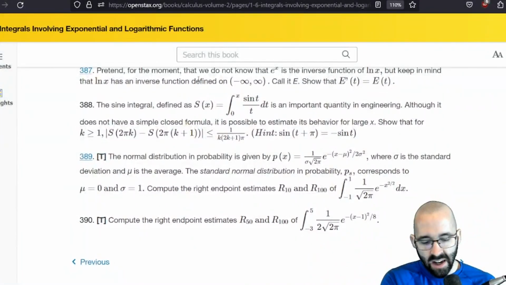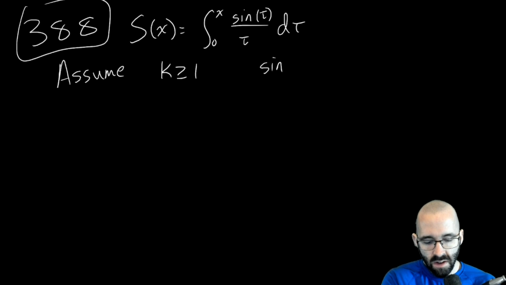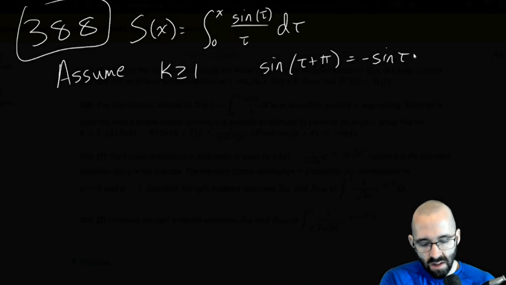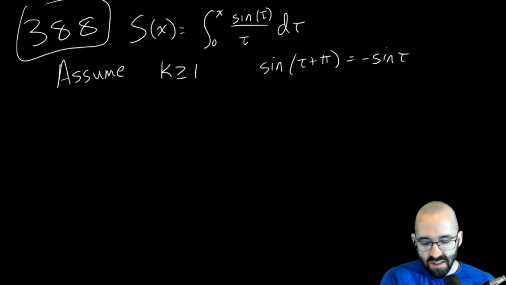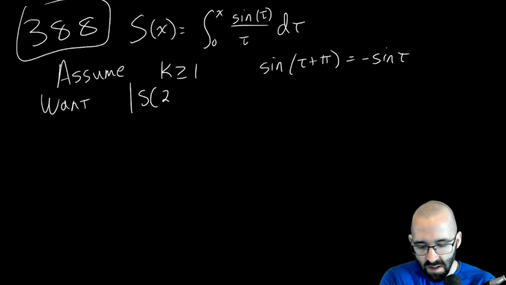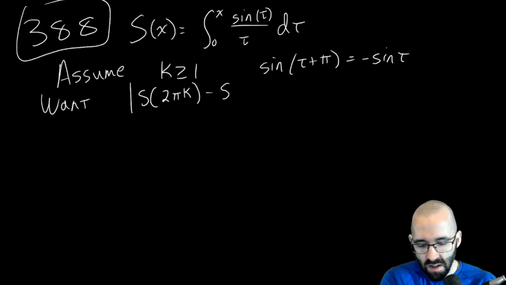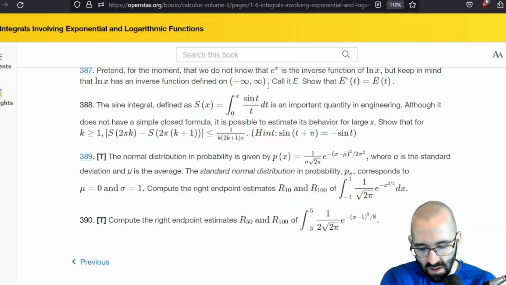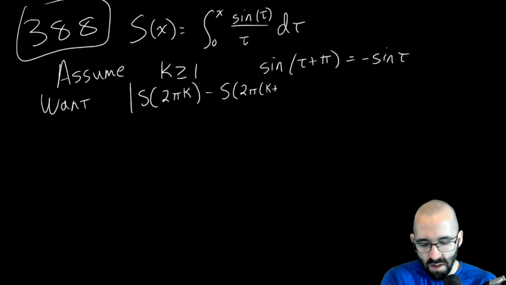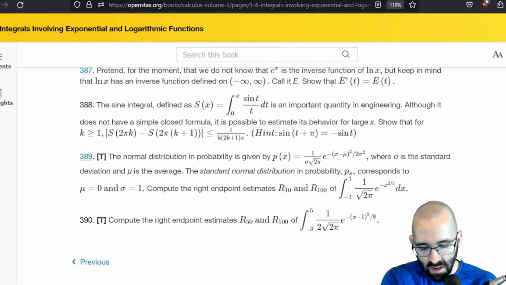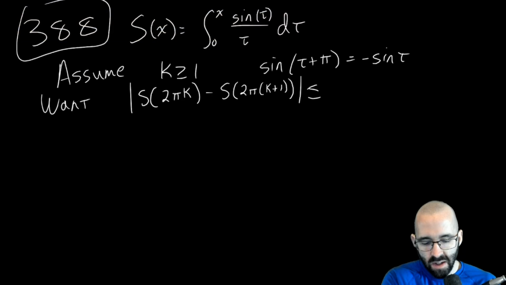So we're going to say sine of t plus pi is negative sine of t. And let's just start with that left-hand side. We want that the absolute value of S of 2 pi k minus S of 2 pi times k plus 1 is less than or equal to 1 over k times 2k plus 1 times pi.